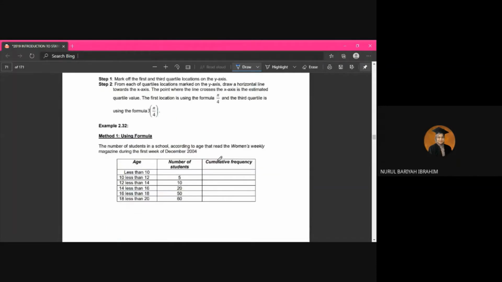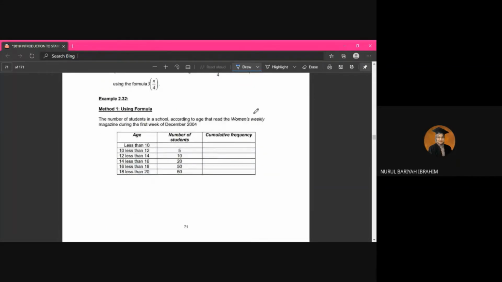Okay, let's say this is our grouped data table, a frequency table for grouped data. The variable here is age. It shows the number of students in a school according to age, the age of the students that read the Women's Weekly magazine. So our variable is age during the first week of December in 2004.